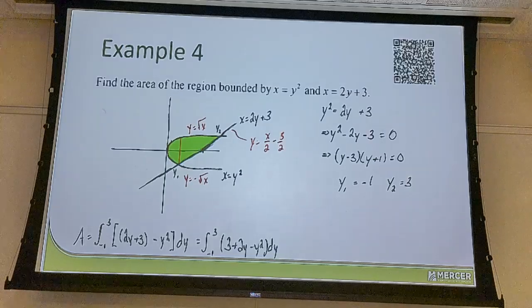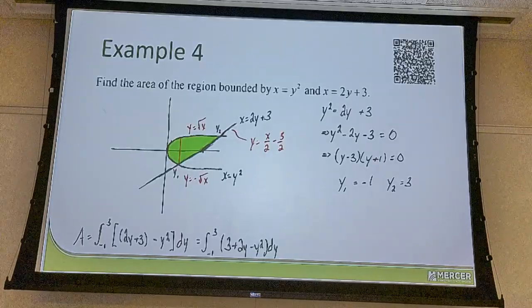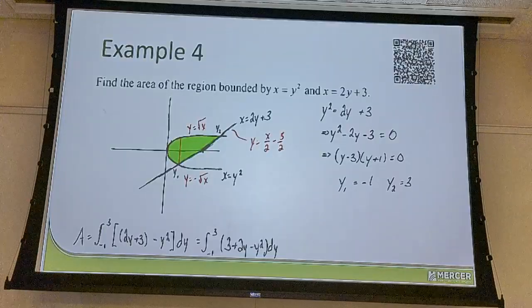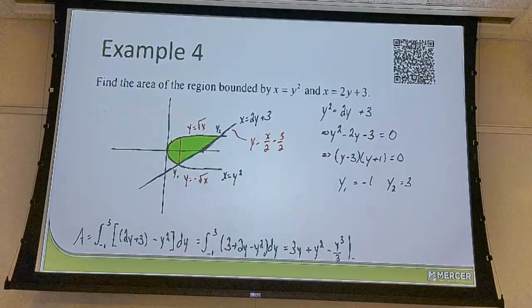Remember, y is just a dummy variable. In the fundamental theorem of calculus, it was given in terms of x, but it's a dummy variable. It works no matter what. What's our antiderivative? 3y plus y squared minus y cubed over 3. That would go from minus 1 to 3.